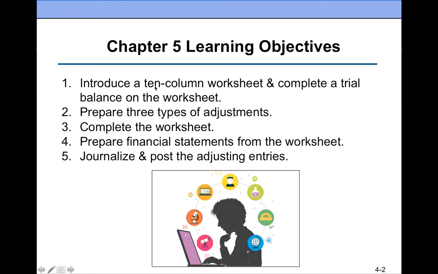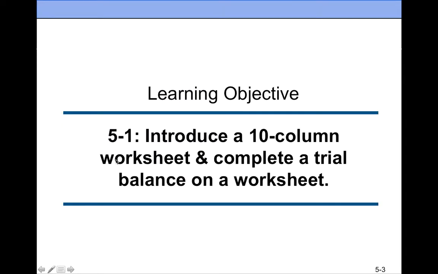I will introduce a 10-column worksheet. We will complete a trial balance on the worksheet. Then I will talk about calculations for 3 types of adjusting entries. We will complete the worksheet. Then you will prepare financial statements from the worksheet, and we will take our adjustments from the worksheet and put them in the journal and then post them to the ledger.